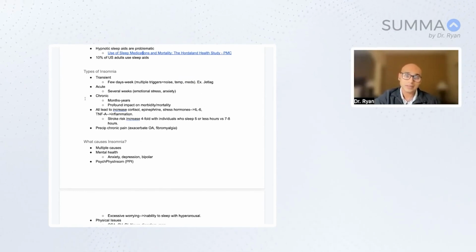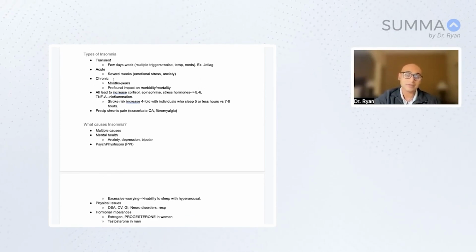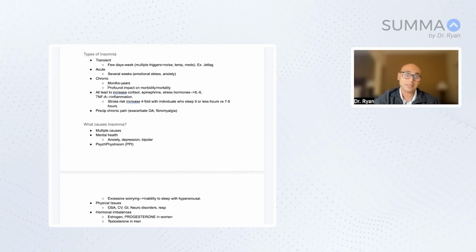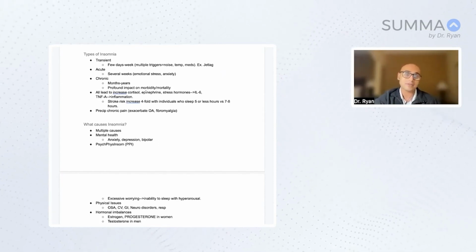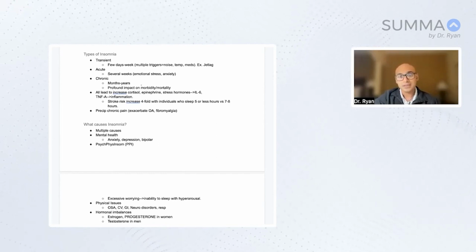And then there's the insomnia that's much more severe, chronic insomnia, which lasts months to years. This is the type that we really are concerned about because it has a profound impact on morbidity and mortality. This is where you see increases in heart disease, stroke, diabetes, as well as overall death.